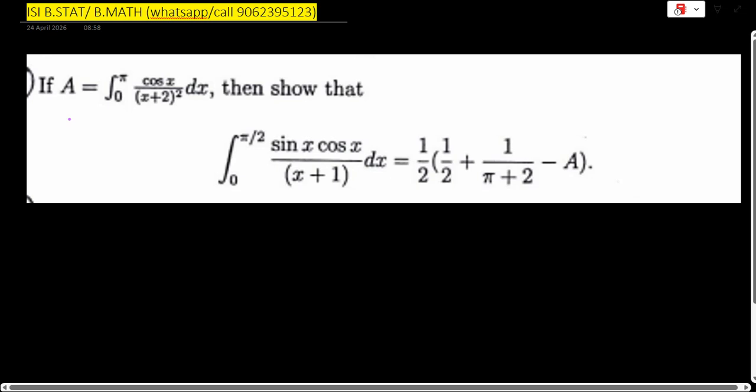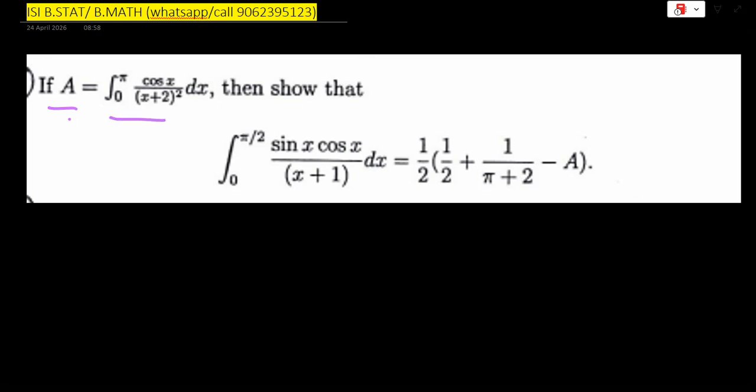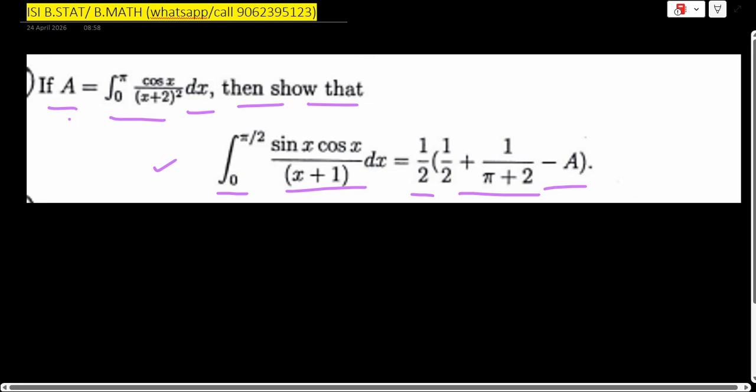The question is saying: if A is equal to the integral from 0 to pi of cos x by (x plus 2) whole square dx, then show that the integral from 0 to pi by 2 of sin x cos x by (x plus 1) dx is equal to 1 by 2 into (1 by 2 plus 1 by (pi plus 2) minus A). Okay, so we have to prove this.